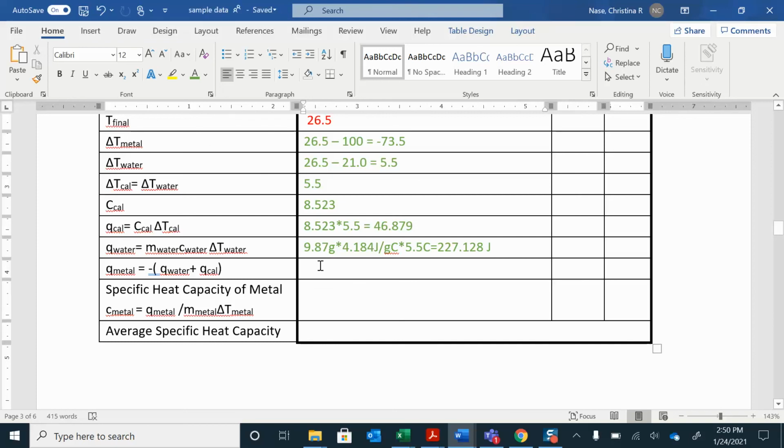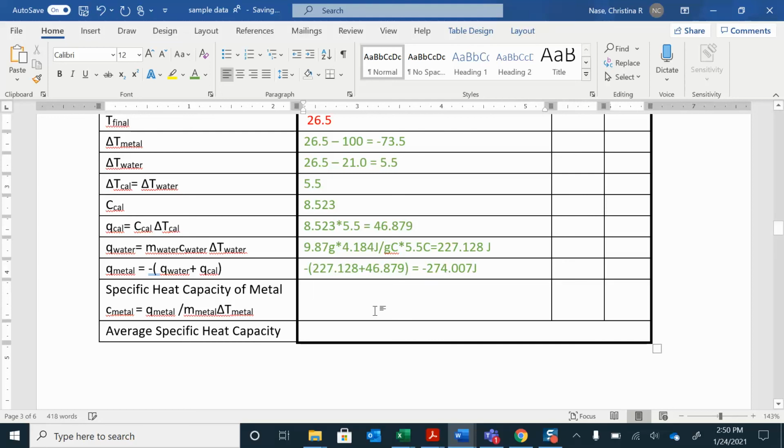So if we know the Q of the water, that's what we just calculated over here, 227.128, plus the Q of the calorimeter, right here, Q cal, that's the 46.879. And when I put those together, I end up with negative 274.007 joules. That's the Q of the metal.